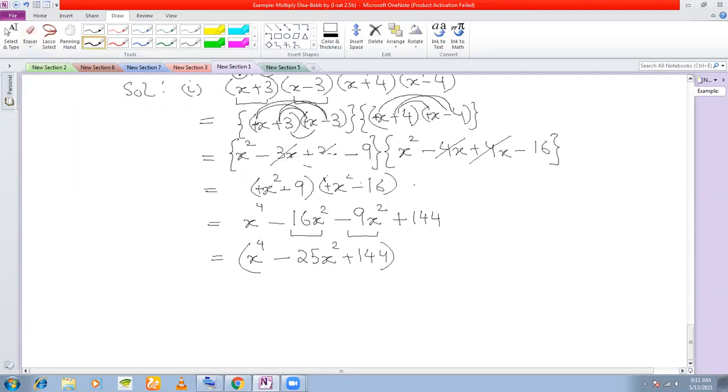Let me just do an additional step for you then. These two plus signs combine to give you a plus sign. So x square into x square. Then these two plus and minus will combine together to give you a minus sign. And what are you multiplying? You are multiplying x square and 16.